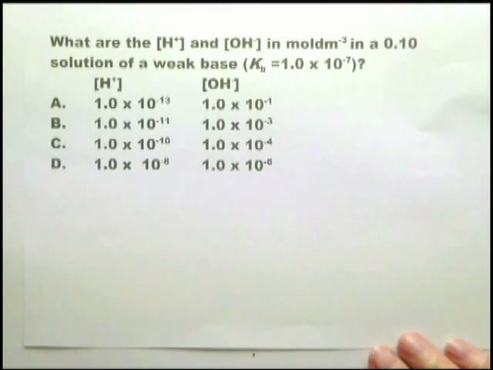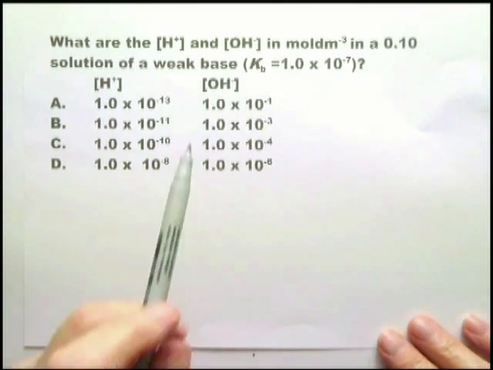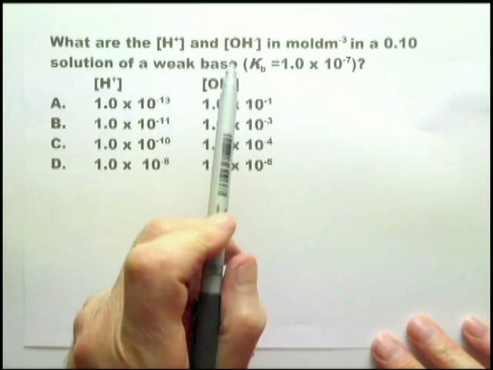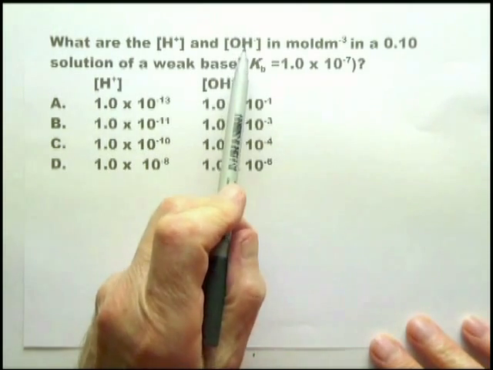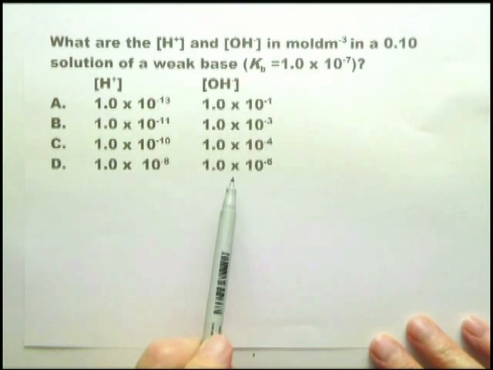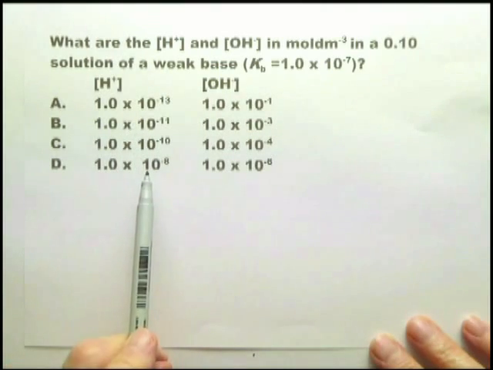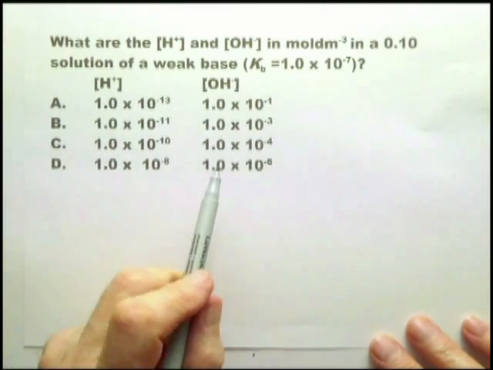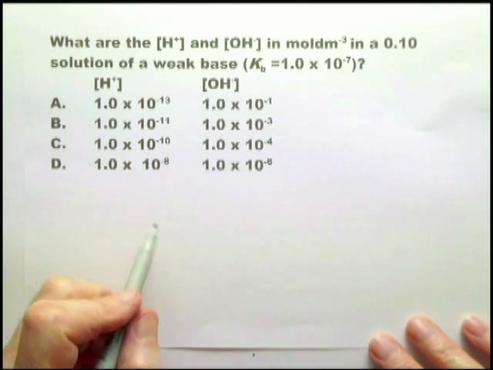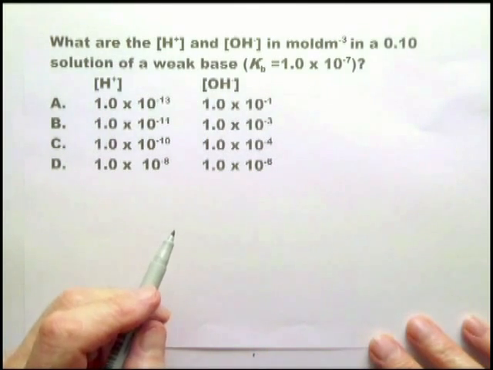This one is similar to the previous one, except that we're using a weak base instead of a weak acid. And in this case, because it's a weak base, we'll simply try and find the OH minus concentration from this column. And once we've done that, we don't need to bother about that column. We know the answer. So let's look at this weak base and the equation for it.